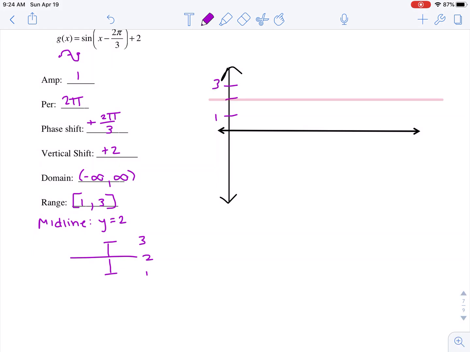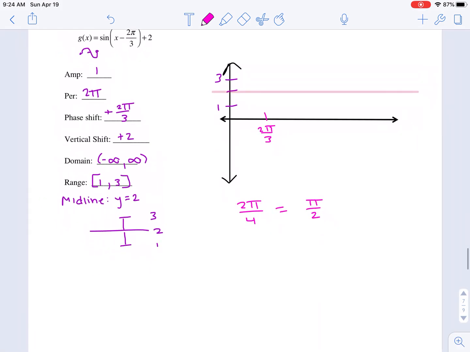I also need to label my x-axis. So if I phase shift to the right 2 pi over 3, here's 2 pi over 3, okay? And then my period is 2 pi, so 2 pi divided into 4 intervals, we know is pi over 2. So I'm going to take 2 pi over 3, and I'm going to start adding pi over 2 to get my new intervals. But I need these to be a common denominator.